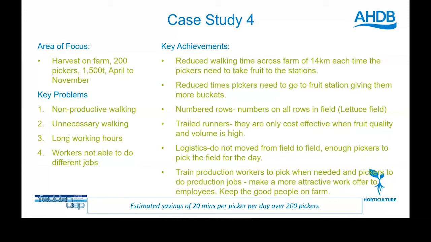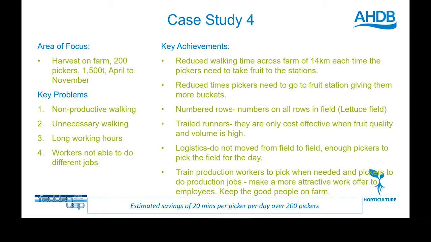So similar sort of things in terms of looking at the distances travelled. This one was fruit picking. It was the amount of time spent, when the fruit had been picked, actually taking it to the weigh stations, and that distance was quite excessive. When you actually added it up across a full time period, I think each picker was walking something like 14 kilometres a day. So there was a big accumulated distance travelled. There was also an issue whereby the pickers didn't have enough buckets, so they were constantly coming back to the weigh stations to get additional buckets that they required.